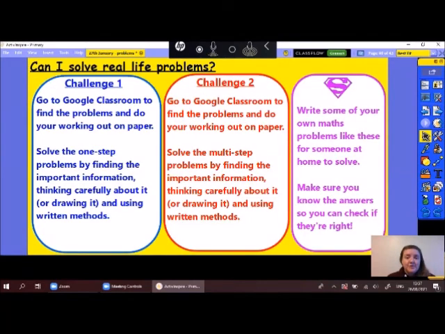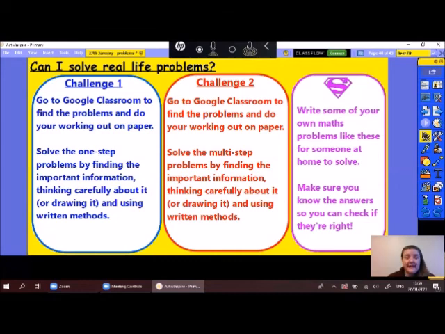Your challenge today is on Google Classroom, whether you choose Challenge 1 or Challenge 2. Challenge 1 focuses on one-step problems, so you might need to add, subtract, or multiply. You need to think really carefully about which one you need to do. Feel free to draw the problem if that makes it easier. Solve the problems on paper using the written methods that we've learnt. Challenge 2 is the same kind of thing, but this time you have multi-step problems, so it could be a 2 or maybe even a 3-step problem. Work through it again on paper and use the written methods that you know.